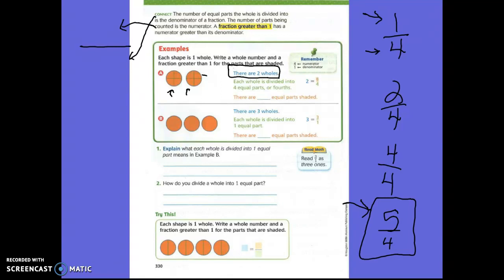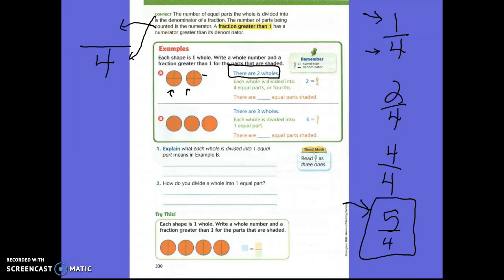Each whole is divided into fourths. Aren't both of these divided into fourths? Yes. That's your denominator. Remember we always said that. What is it divided into? So 4 is your denominator because they're split into fourths. There are 4 equal parts on both of those.